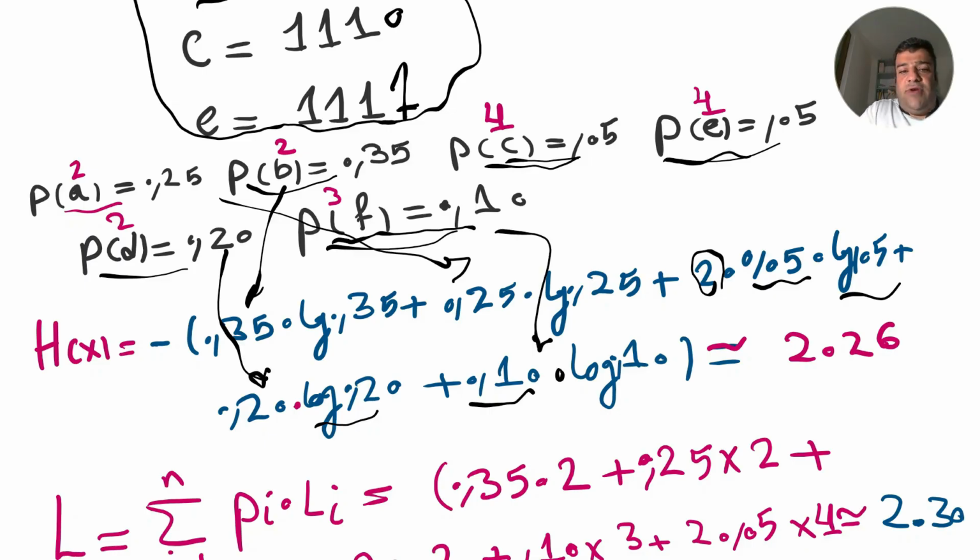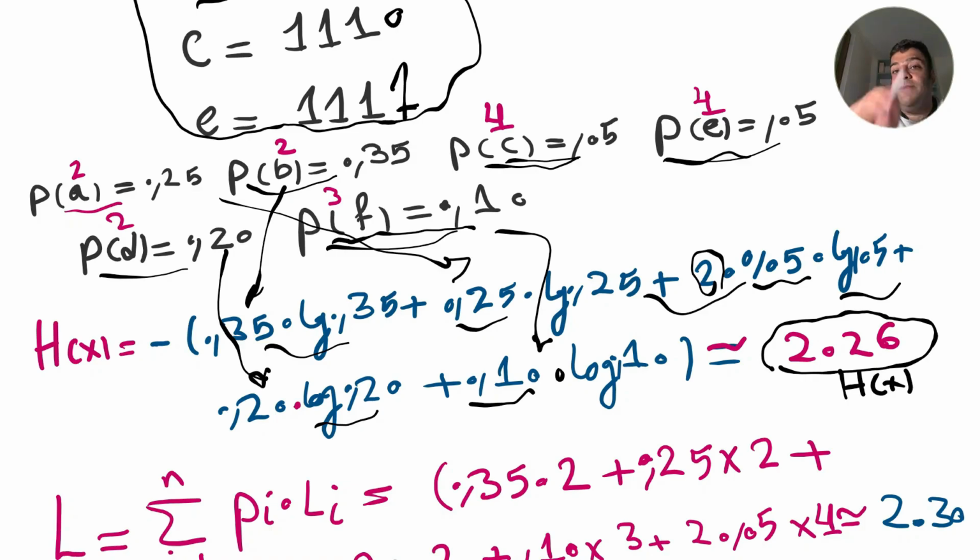If you use a calculator and add all of these symbols and multiply by minus, in the end you obtain 2.26. That is your entropy for this source with this probability.